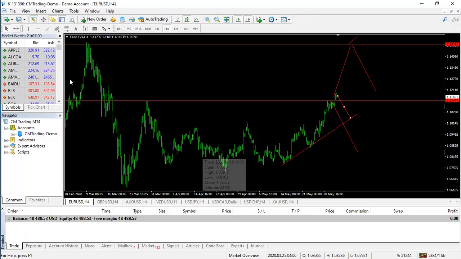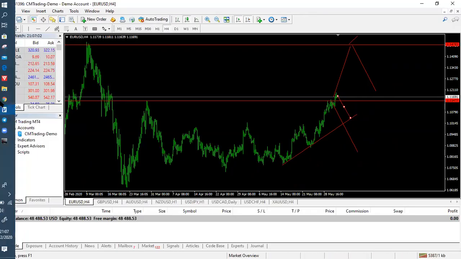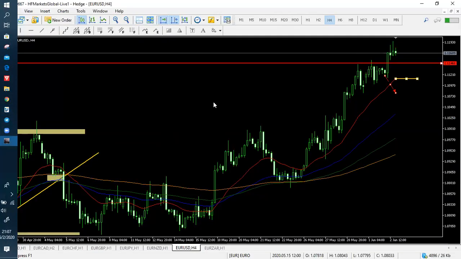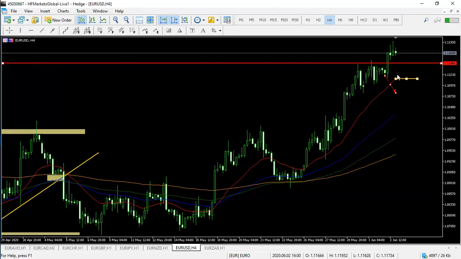Okay, so in this case, if you had a buy on Euro USD, what would you do? You move your stop loss around this point. So if you move your stop loss around that point and the trend continues, you're still some pips better than someone else.